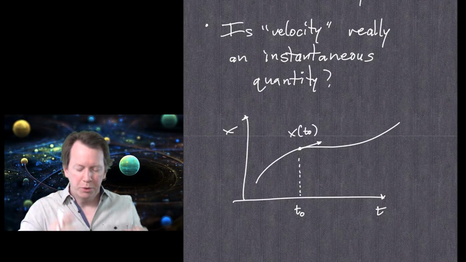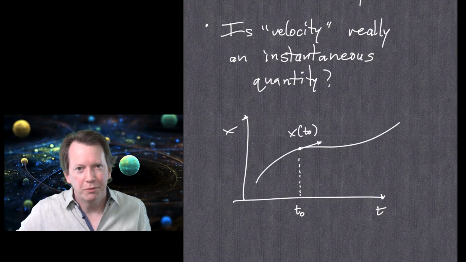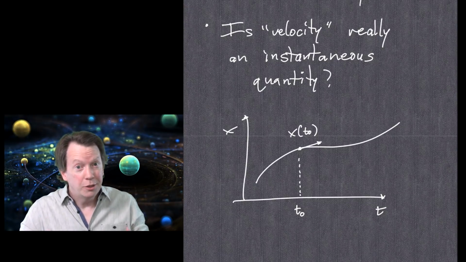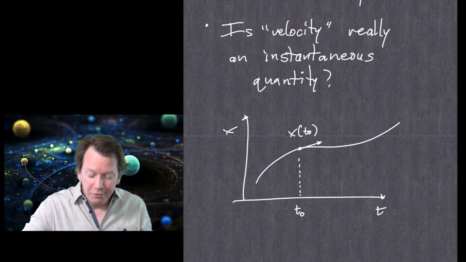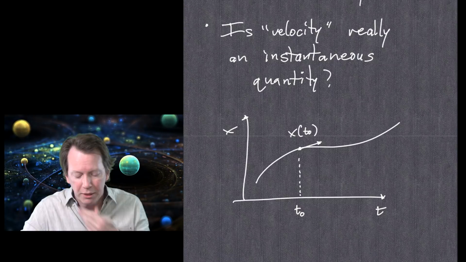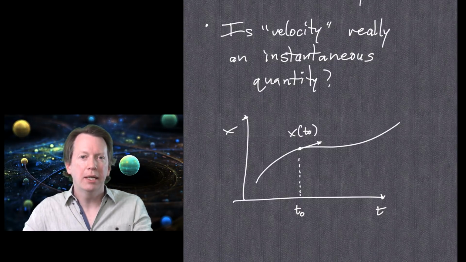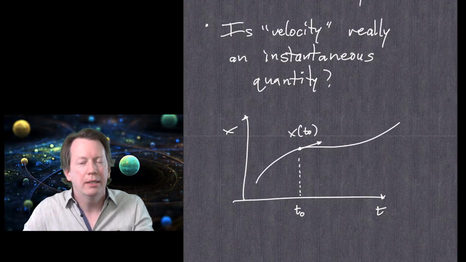The velocity is the slope, the rate of change, and there's a slight tension between two different claims. One is the velocity exists at each moment of time. It certainly exists at every moment of time. We could differentiate this curve, take its derivative, and then we would get the velocity at every moment. But the other is, could you really consider the velocity to be an instantaneous quantity?